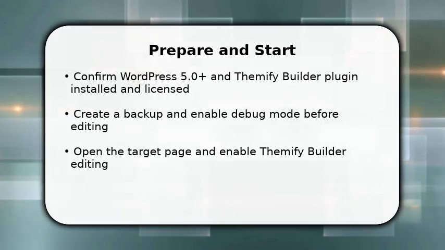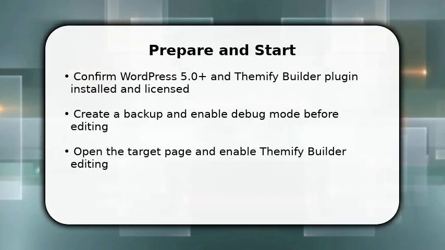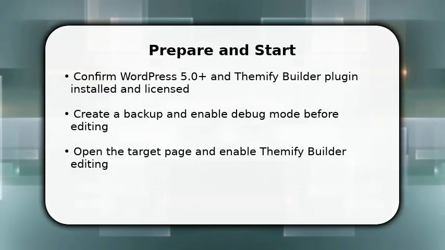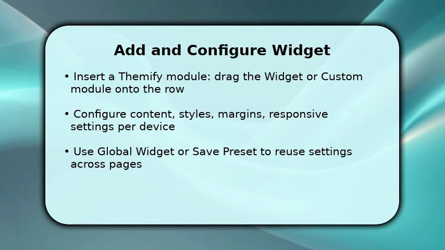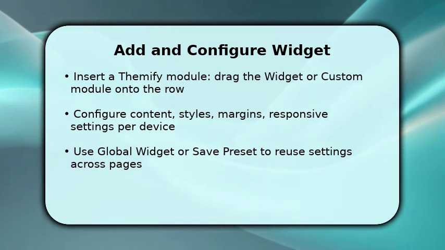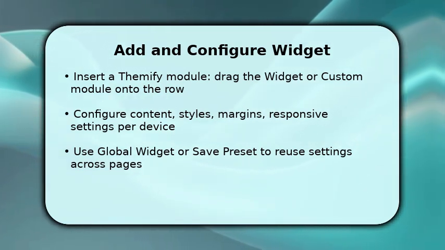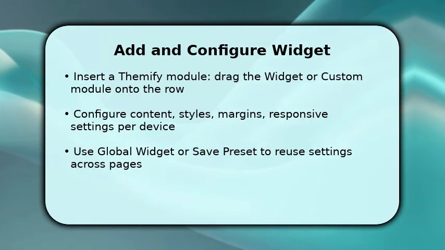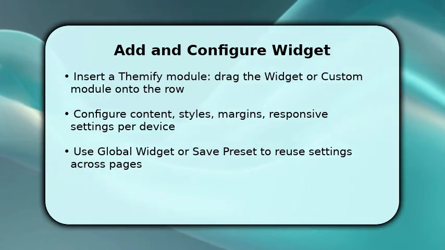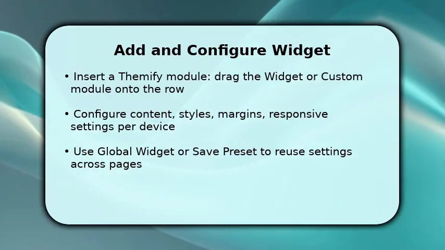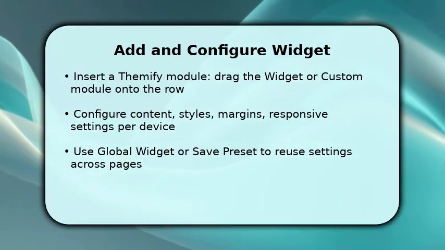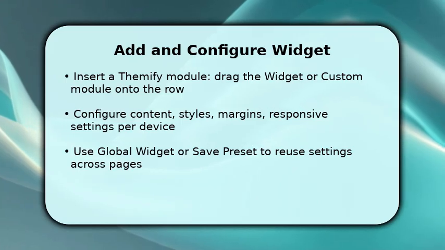Make sure to work on a staging copy if the page is live to avoid user disruption. You now add the widget module and tailor its behavior. Drag a Themify widget or custom HTML module into the desired row, then populate text, images, or shortcodes. Next, adjust styling, typography, colors, spacing, and responsive breakpoints so it looks right on mobile and desktop.